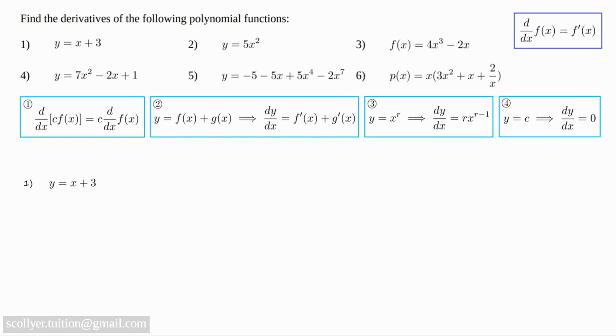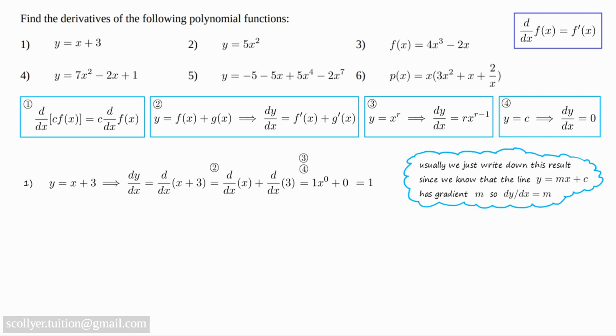Problem 1. If y equals x plus 3, then dy by dx equals d by dx of x plus 3, which equals d by dx of x plus d by dx of 3, which follows from rule 2, and d by dx of x becomes 1 times x to the power 0 by rule 3, and d by dx of 3 becomes 0 by rule 4. And 1x to the power 0 plus 0 simplifies to 1 by the rules of powers. And so d by dx of x plus 3 equals 1.